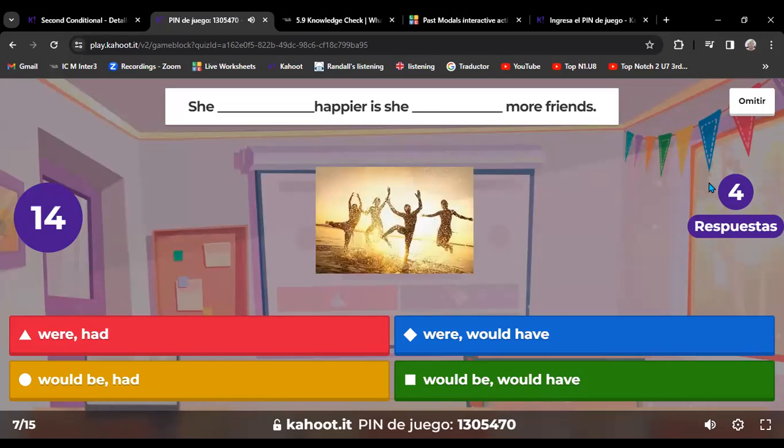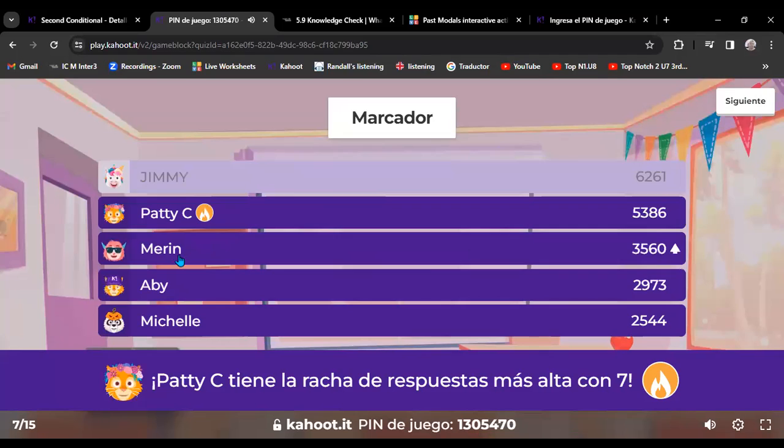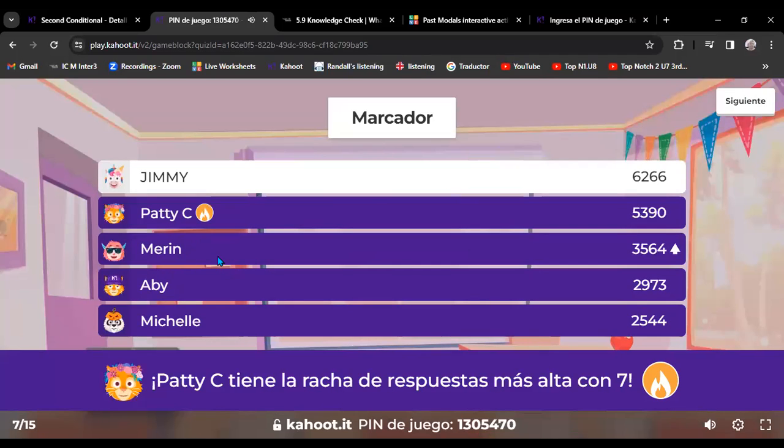La amarilla. Okay, and where it will have the blue one, and the green one will be and will have. La otra persona le envía la foto. Okay. So, she will be happier if she has more friends, right? Así sería. Yeah. If she has more friends. Okay. So the winners right now are Jimmy and Patty C and Marin that is in the third place. Okay, nice. Nice, very good.